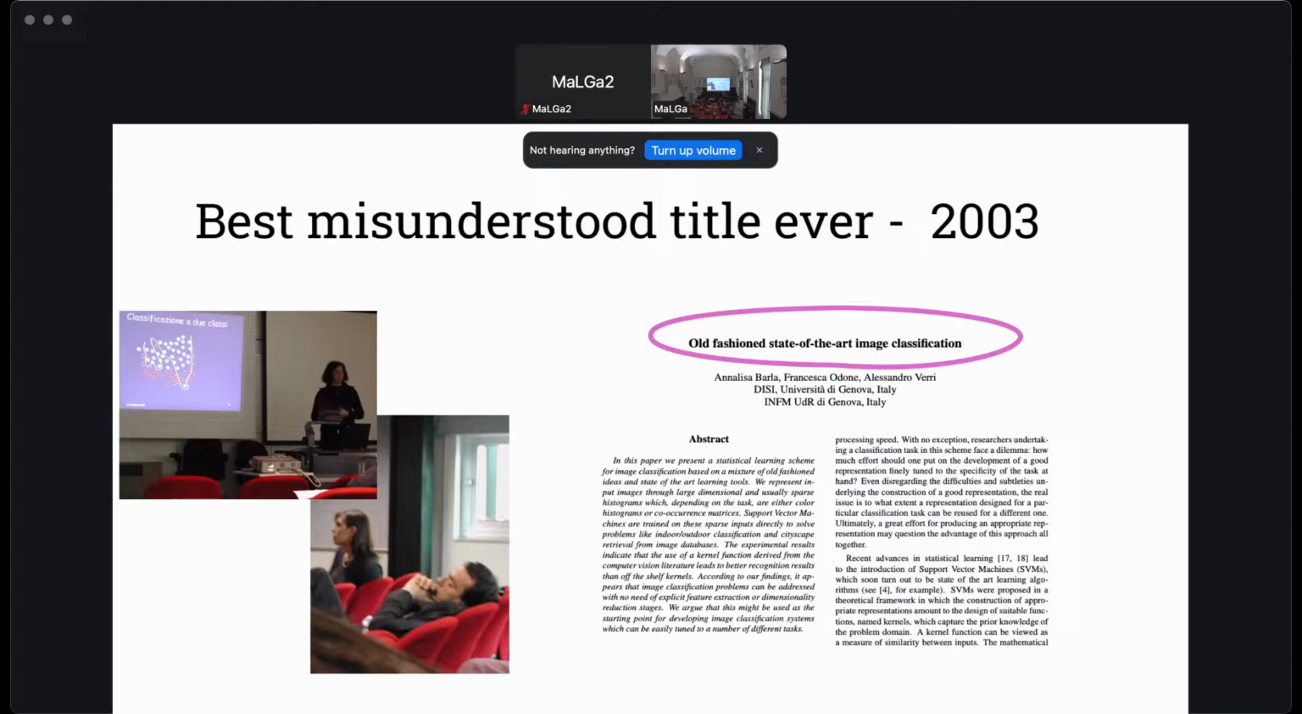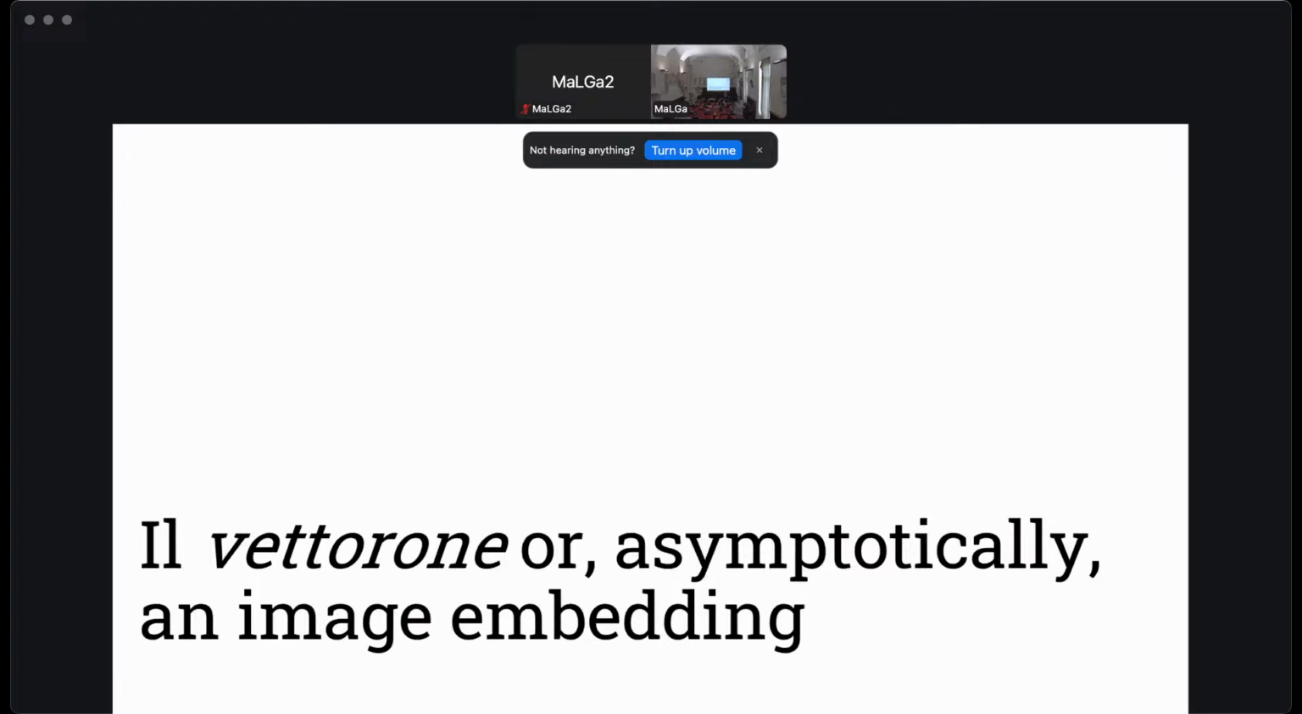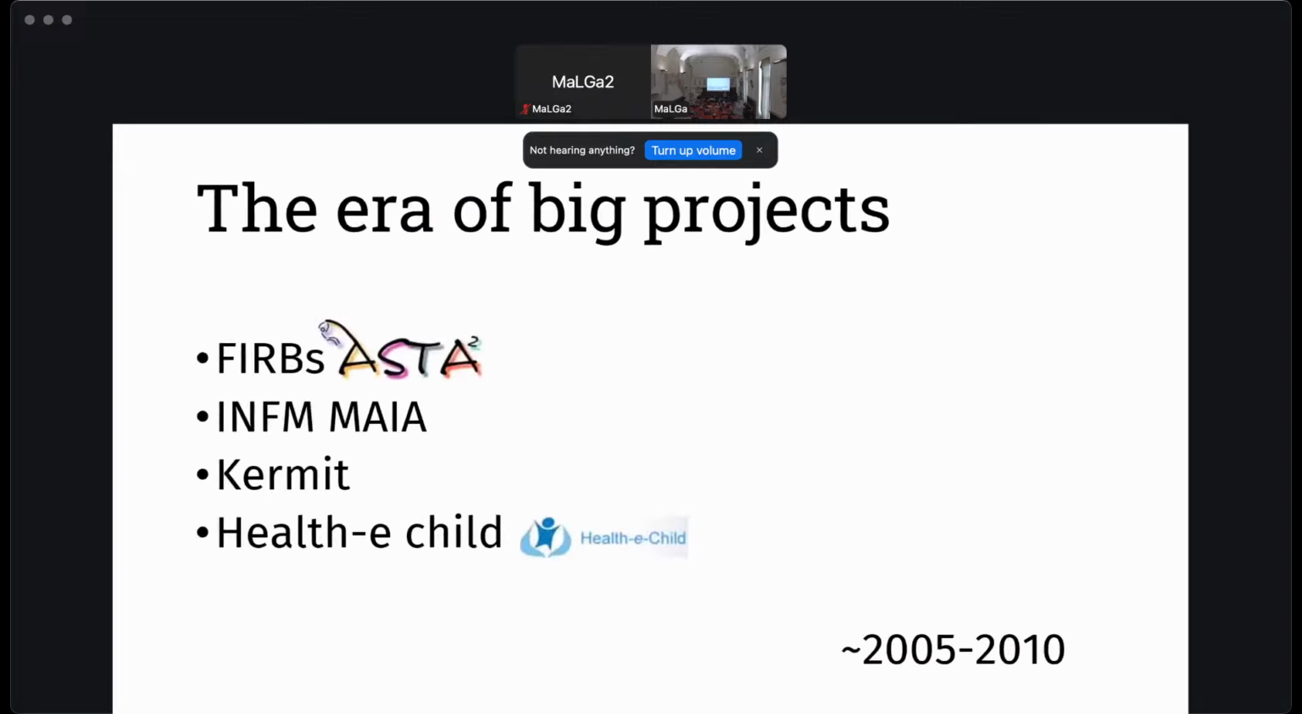Old-fashioned state-of-the-art image classification meant that we were using super old-fashioned tools like image histograms to compete with the state-of-the-art methods of the time, that were support vector machines, for image classification, in fact. And at the end, it was quite appreciated as a paper, but not the title. And so I thought that maybe once I could explain it. So there is no time for this. This is just for Alessandro. Do you remember the Vettorone? Yes. That is basically us failing in what's super fashionable now, right? Great.